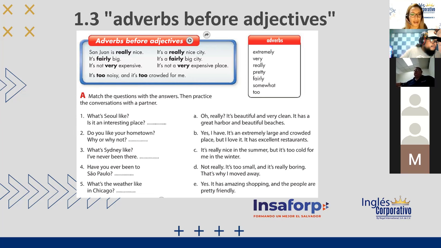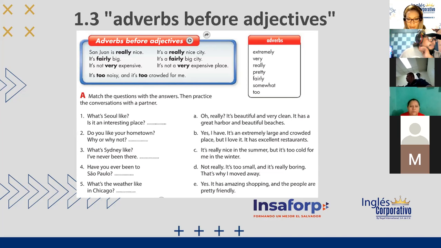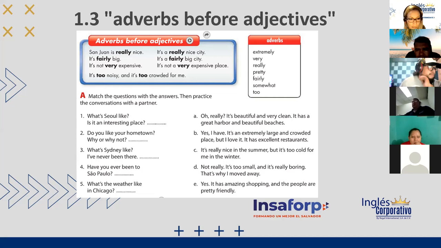Number four. Letter B. Have you been to Sao Paulo? Yes, I have. It's an extremely large and crowded place, but I love it. It has excellent restaurants. Okay, and finally, number five. Is it letter C, teacher? Yes, letter C. What's the weather like in Chicago? It's really nice in the summer, but it's too cold for me in the winter.